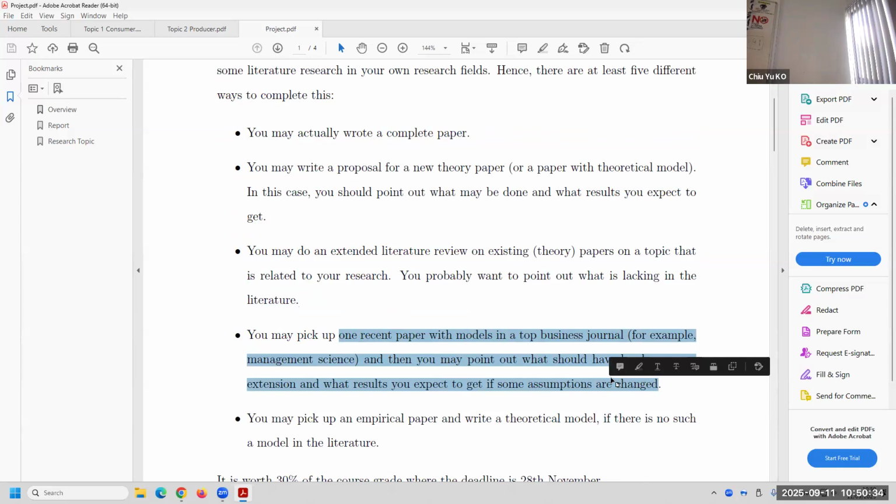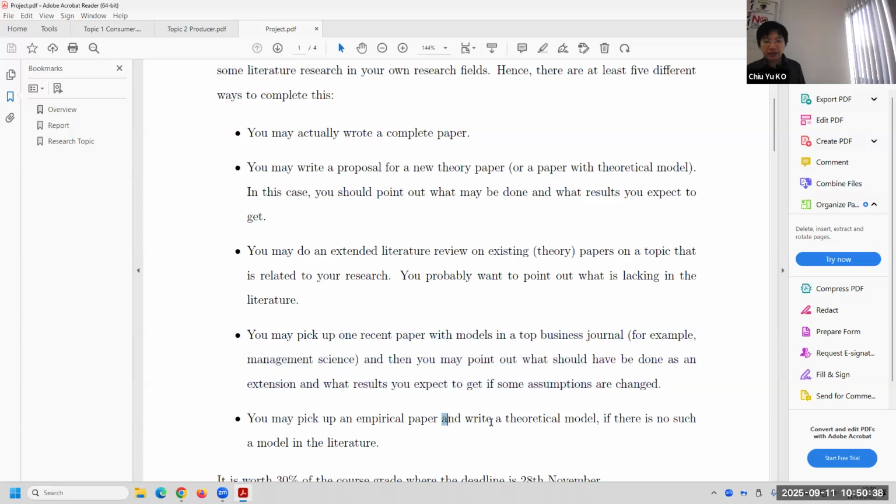Or you can pick an empirical paper that has no model there. You can write a toy model. You can modify a toy model in the literature. That's also okay. So I guess it's not something too demanding, but it should be doable.